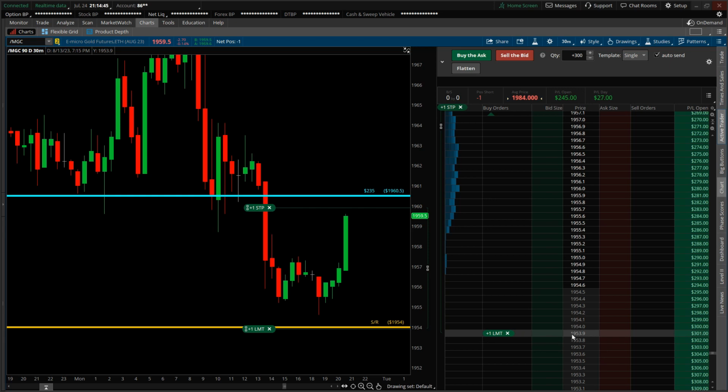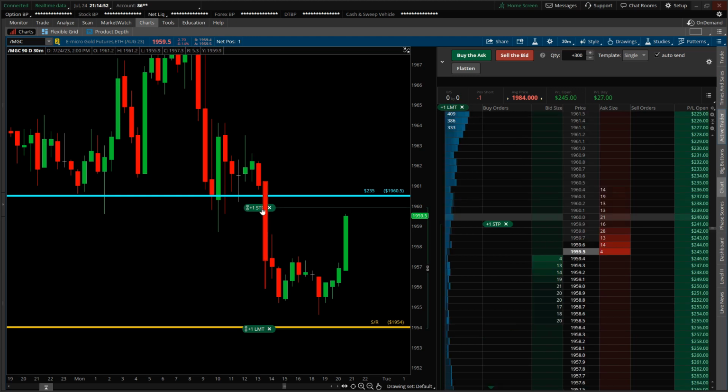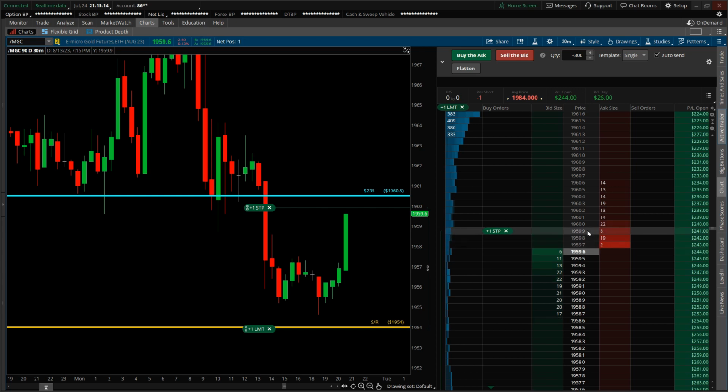It does not appear to be heading in that direction at this moment, so I don't think this order is going to get filled on the low end, but at least I will protect the profits as best as I can at 241. So I'll keep recording until this order gets filled. It's only about 5 ticks away. So it's at 1959.6. My order's at 1959.9. And it should get filled right now. We're 1 tick away.